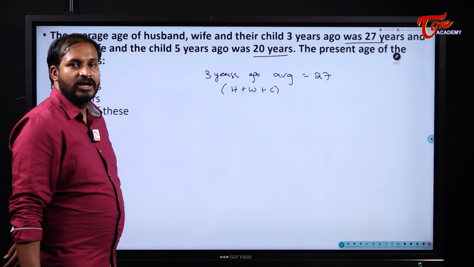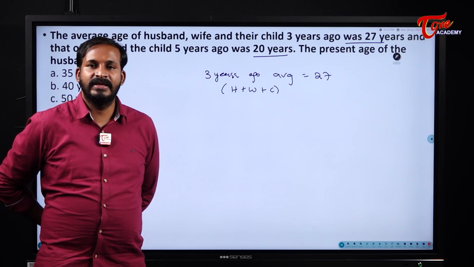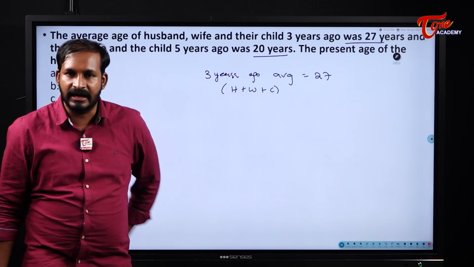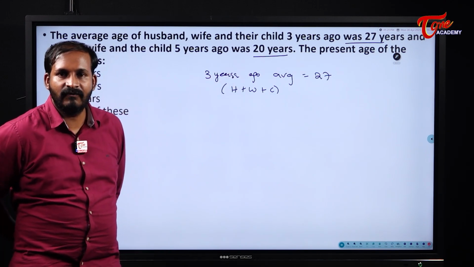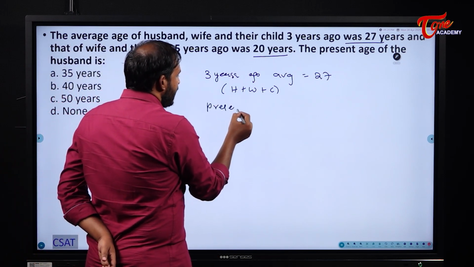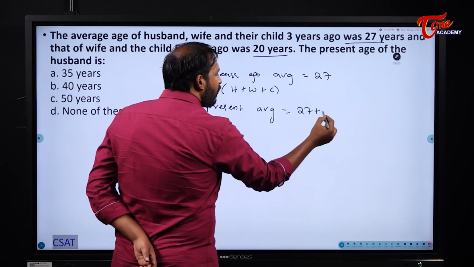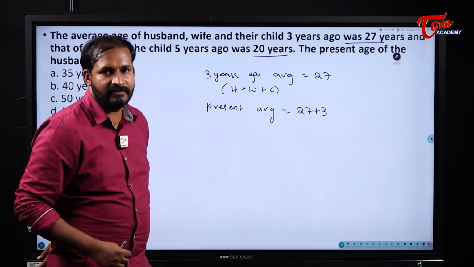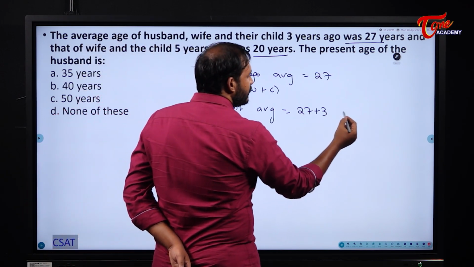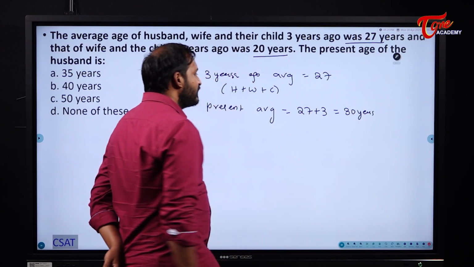3 years ago. Now tell me what will be the present average? Everyone's value will be increased by 3, 3, 3. The present average will become what? 27 plus 3. Why? Because all the values are equally incremented by 3, so the average will also increase by 3. So the present average will become 30 years.